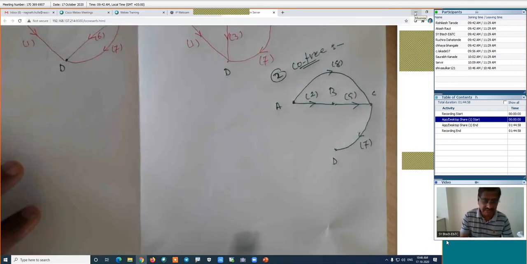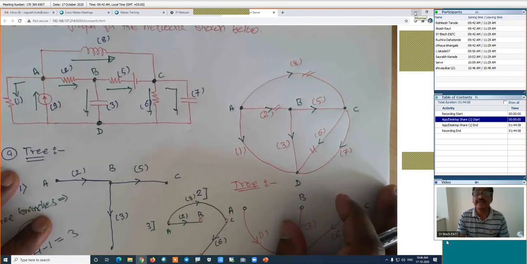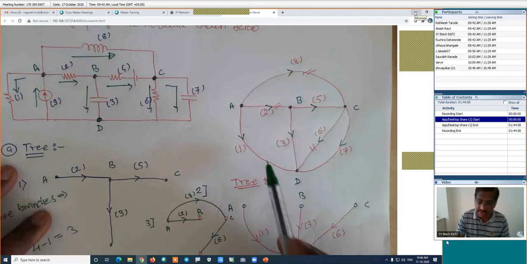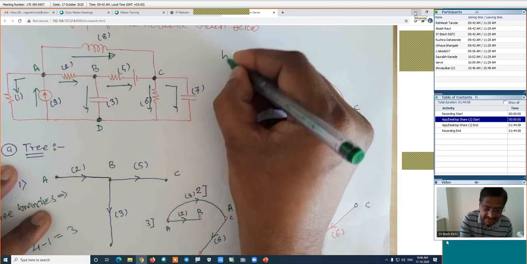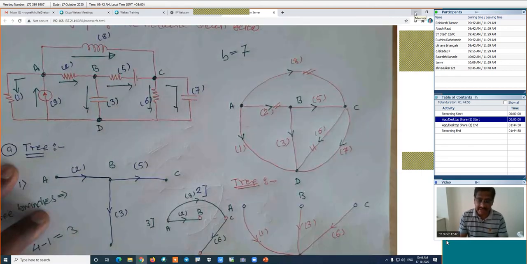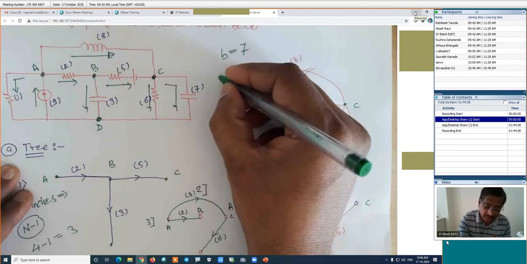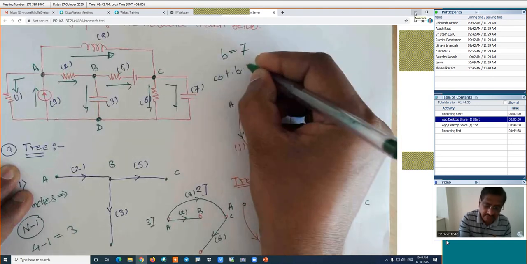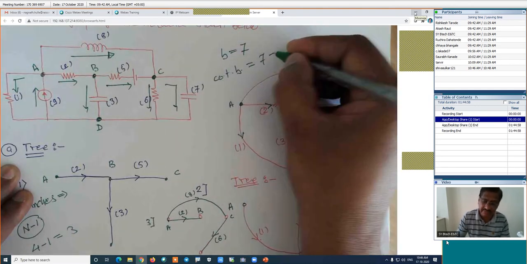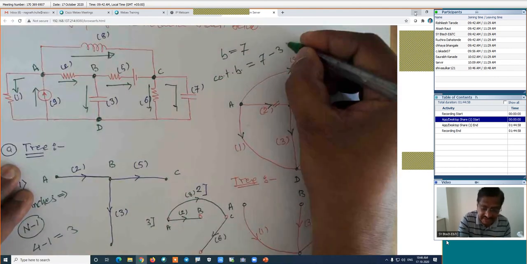Similarly, coming back to the figure which I am discussing with you continuously, look at this figure. How many total branches do we have? 1, 2, 3, 4, 5, 6, 7. So b is 7. How many tree branches do we have? 1, 2, 3. Tree branches are 3. That's why cotree branches is equal to the number of branches, which is 7, minus the number of tree branches, 3, which is equal to 4.